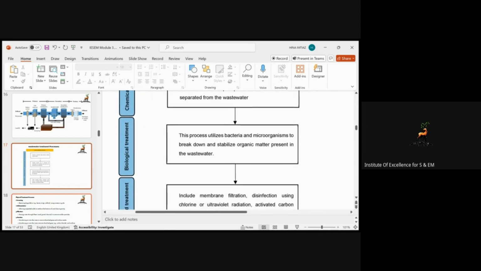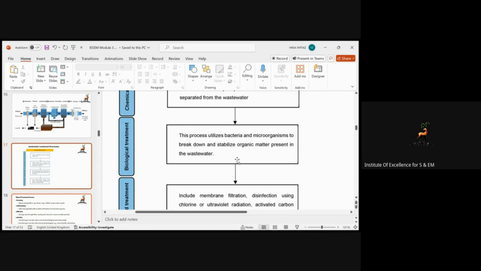Biological treatment means the use of microorganisms. The use of bacteria is involved in biological treatment, and those microorganisms break down and stabilize the organic matter present in the wastewater.